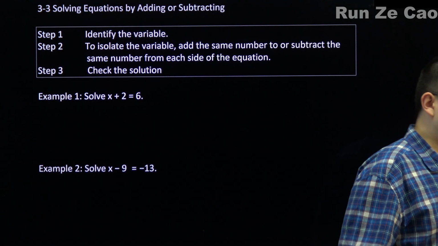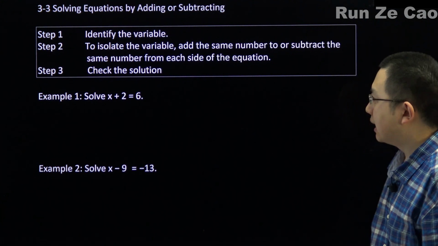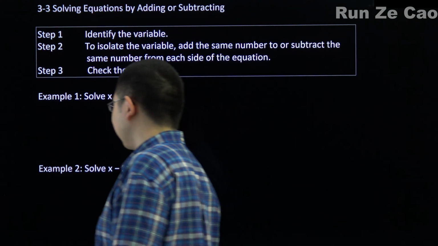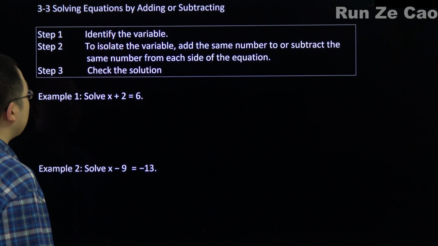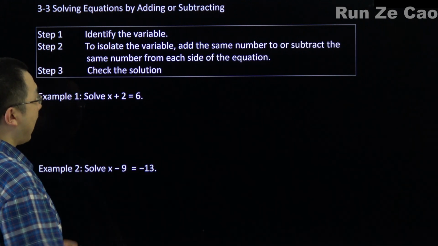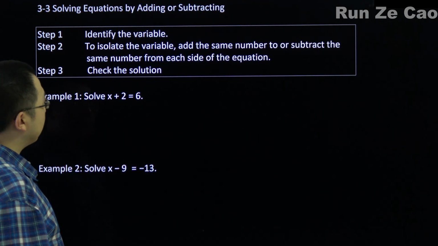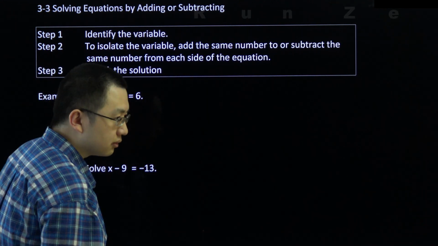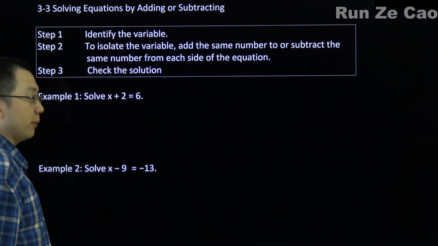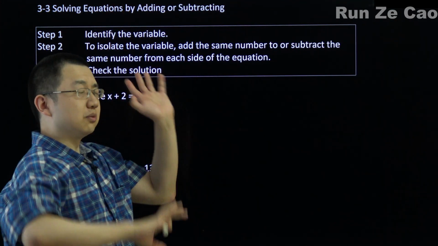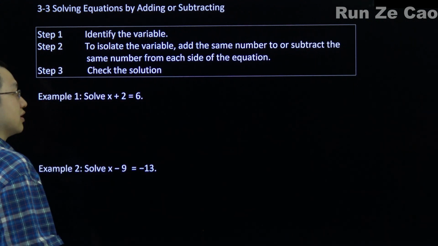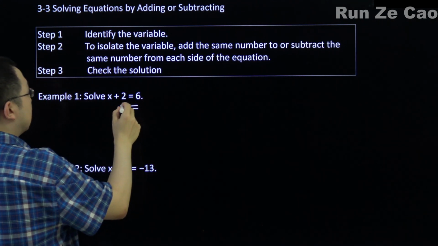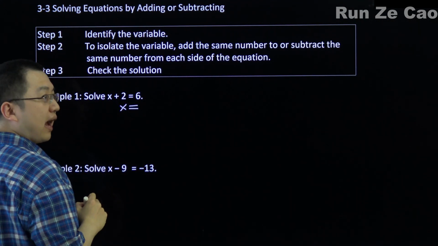Now, solving equations by adding or subtracting. Well, yeah, this should probably be review for you guys because we've been doing this sort of algebra for a long time. You isolate the variable by adding or subtracting the same number from each side of the equation, and then you check your solution. Of course, you should identify the variable first because otherwise you'd be doing things blindly, which is not generally considered smart.